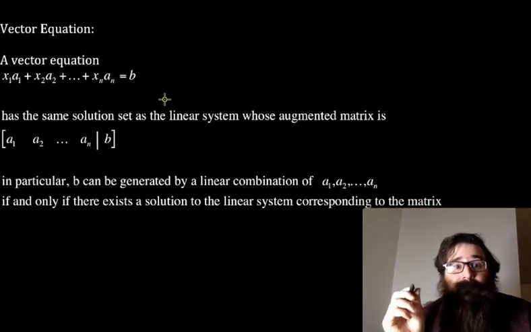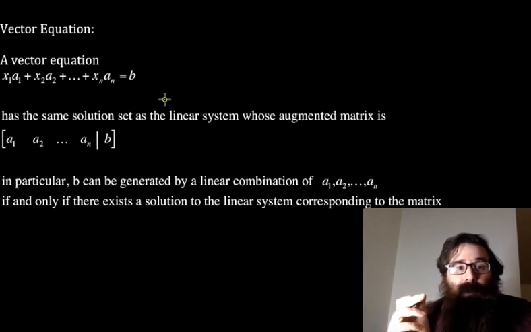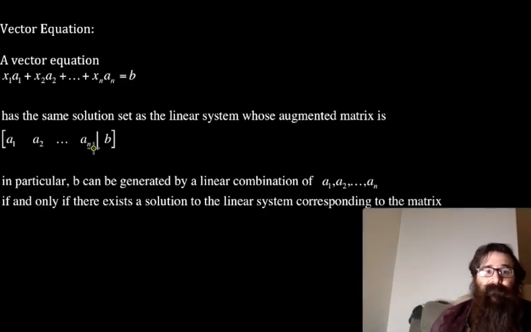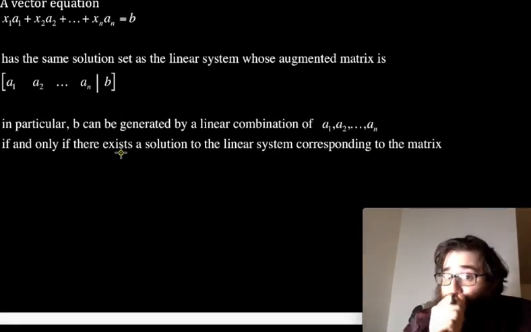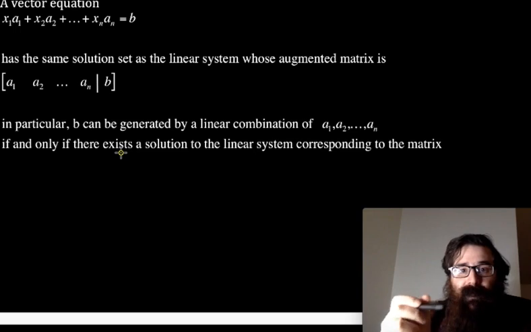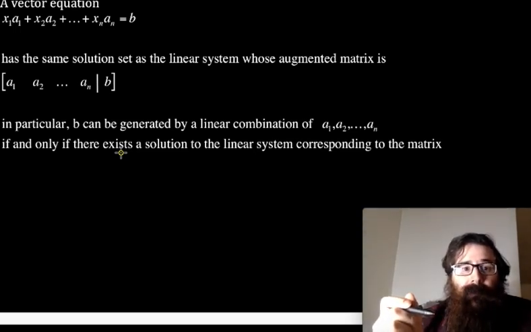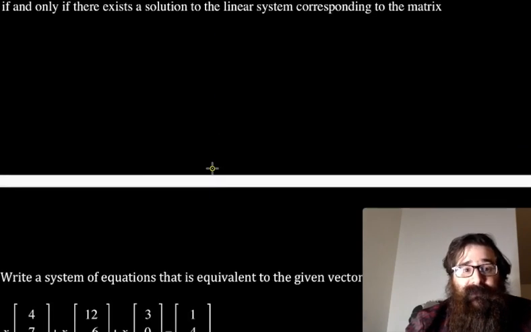Vector equations. A vector equation, x sub 1 times a sub 1 plus x sub 2 times a sub 2 plus so on and so forth plus x sub n times a sub n equals b, has the same solution set as the linear system whose augmented matrix is the following. So here we have a coefficient matrix with a sub 1, a sub 2, so on and so forth to a sub n. We're augmenting with b. And in particular, we would say that b can be generated by a linear combination of these vectors a sub 1, a sub 2, so on and so forth to a sub n, if and only if there exists a solution to the linear system corresponding to the matrix. So we're hoping for something that's consistent.